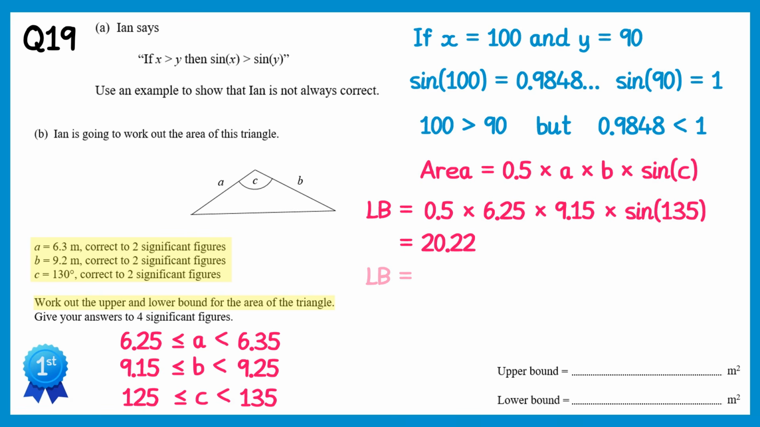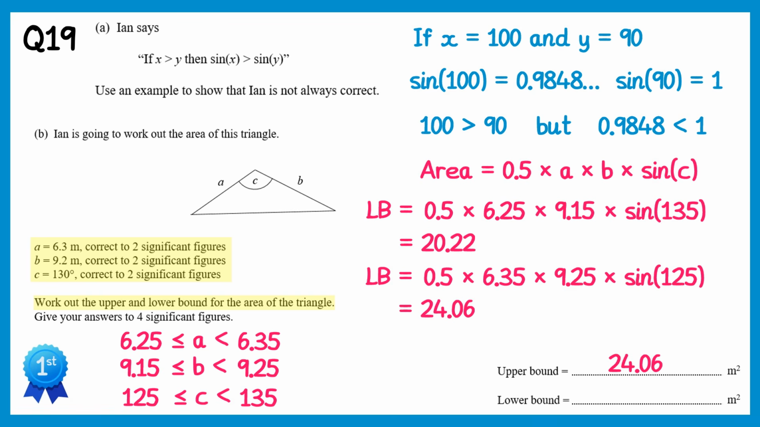Now we move on to the upper bound. So we want the largest values this time, so 0.5 times the upper bound of a, 6.35, times the upper bound of b, so 9.25, and then the largest value we can get from doing sine of c, so this time it's actually doing sine of the smallest number, 125, so times sine of 125. Type all of that in and round it to four significant figures, and you'll get 24.06. So the upper bound 24.06 and the lower bound 20.22.